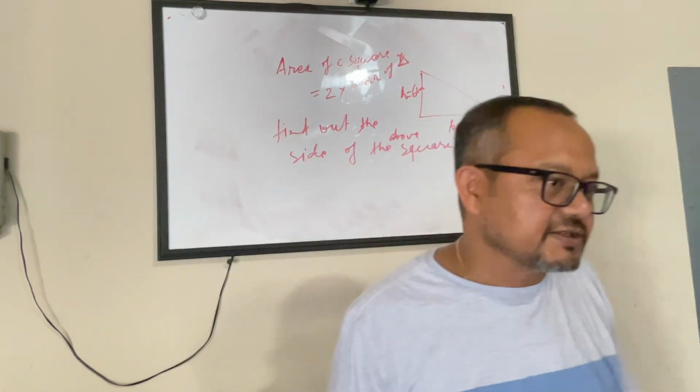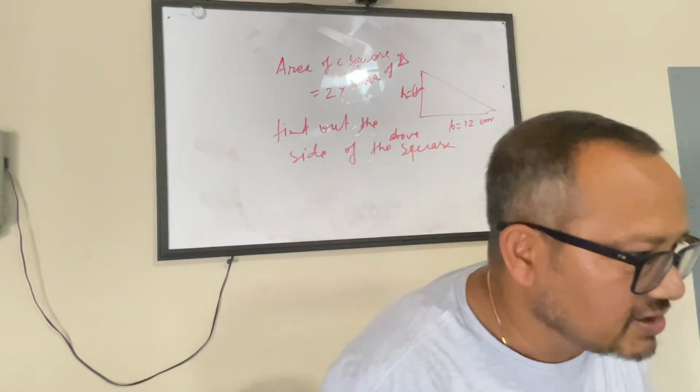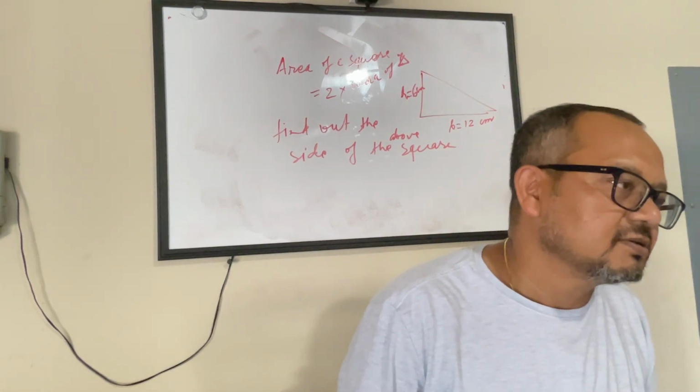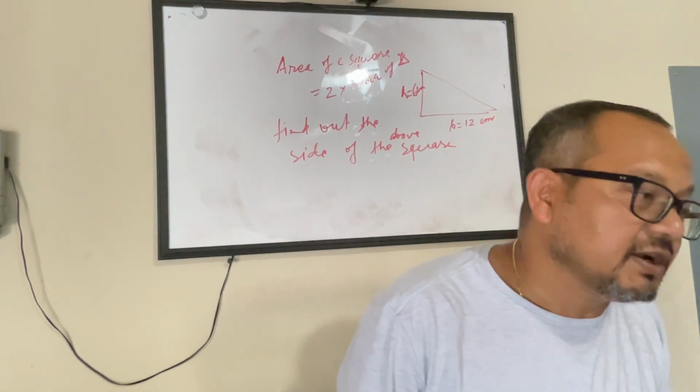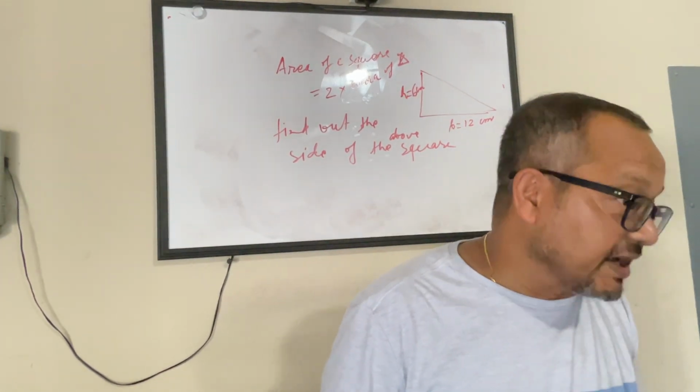Okay, Myra has raised hand. Tell me, what is that? The answer is 18 centimeters for one side of the square. 18 centimeters, that is the side of the square.